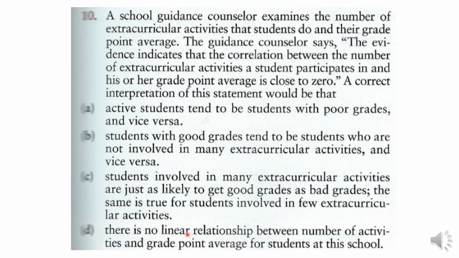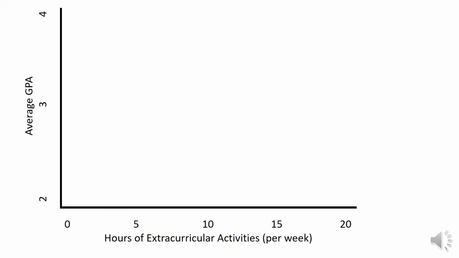Let's talk about that. Because there could be a relationship between number of activities and grade point average, but it not be linear, and you still would then have a zero correlation. So I'm going to show how that can happen. So first, what is a linear relationship? A linear relationship is any kind of relationship that can be described by basically a straight line. That's where that word linear comes from, the word line.